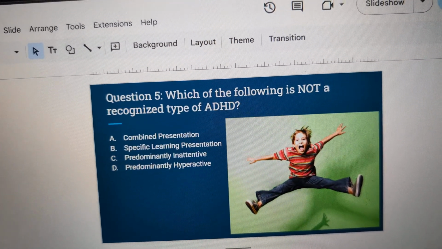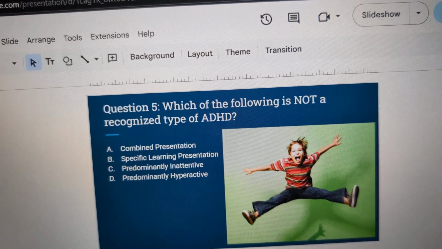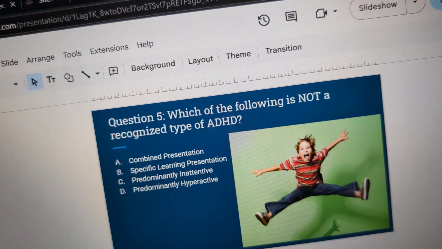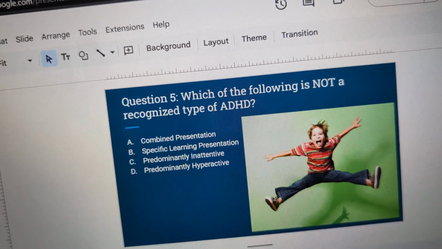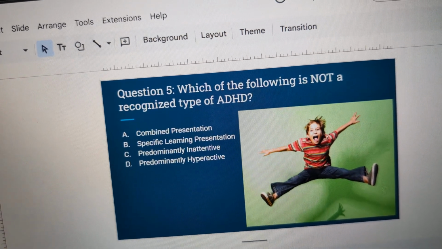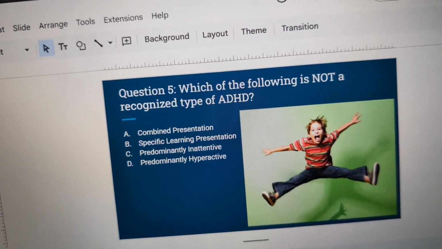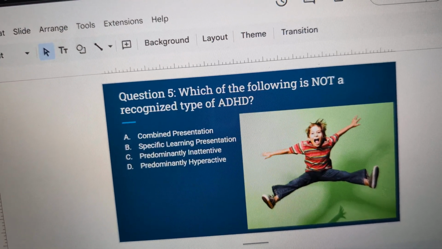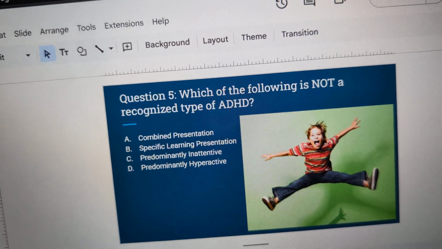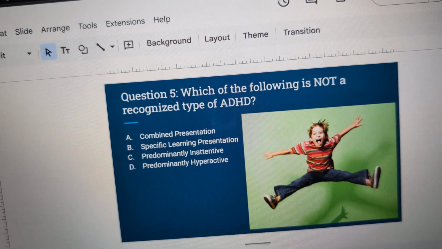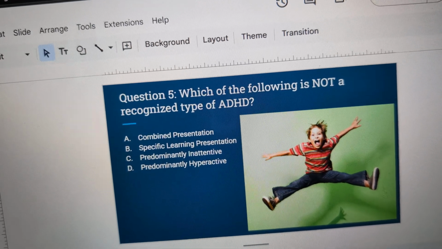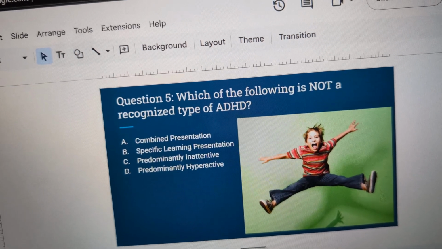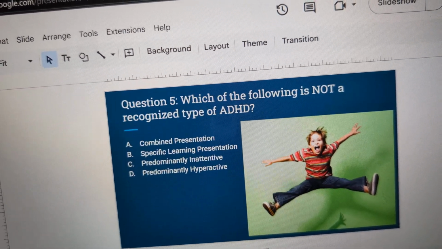Combined presentation is an individual who shows significant difficulties with attention and staying focused, as well as excessive movement or impulsive behaviors. Predominantly inattentive presentation, the person may struggle to sustain focus, follow through on a task, or organize activities with little to no hyperactive or impulsive behavior. Predominantly hyperactive impulsive presentation, these individuals may have difficulty sitting still, talk excessively, or interrupt others. Each type reflects a pattern of behaviors that helps tailor, diagnose, and treat.